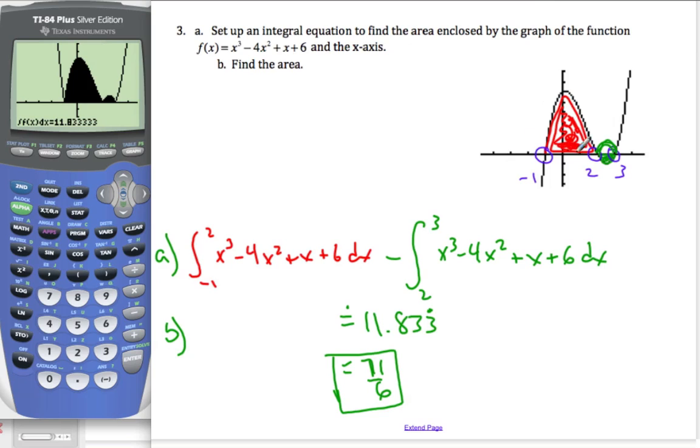Key to this one, make sure you subtract the bottom area so that you are actually adding them together.